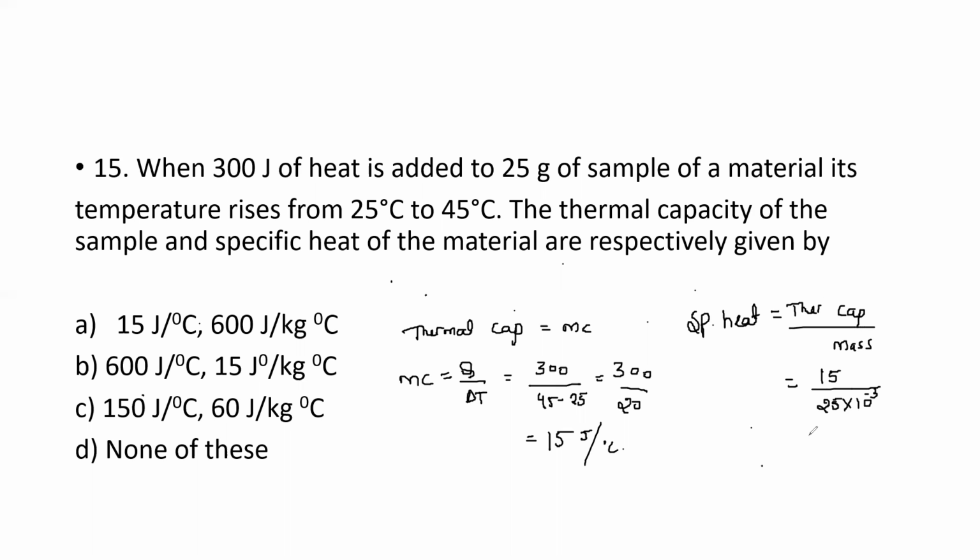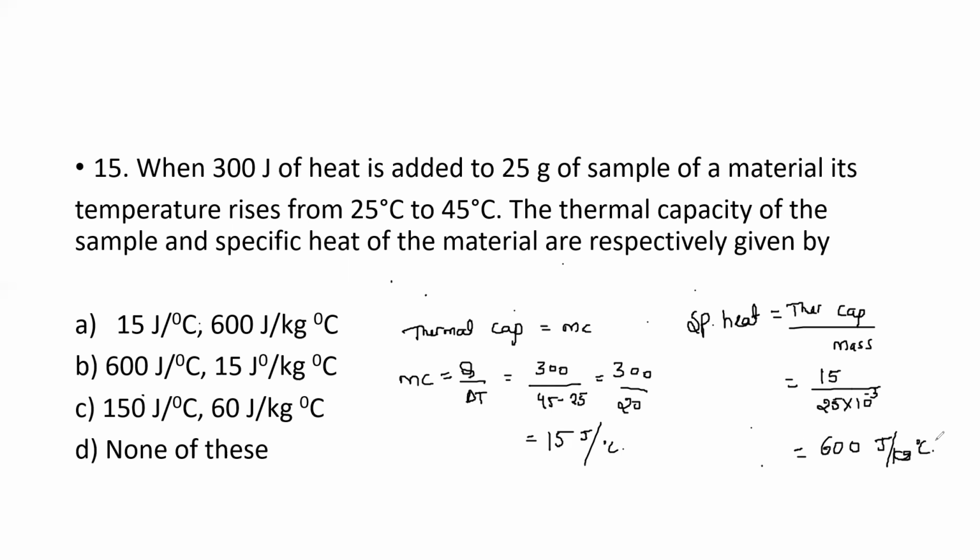Thermal capacity we have just now calculated. Mass is given as 25 gram. Convert it in terms of kg, it becomes 25 into 10 raised to minus 3. This is equal to 600 joules per kg degree Celsius.